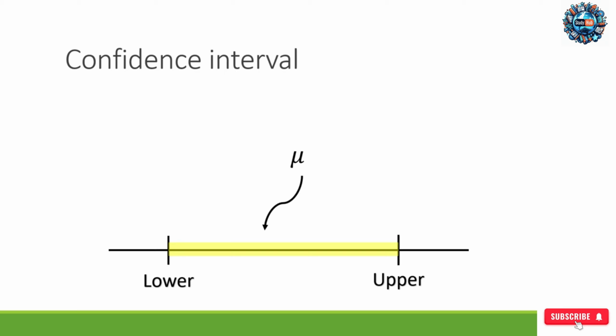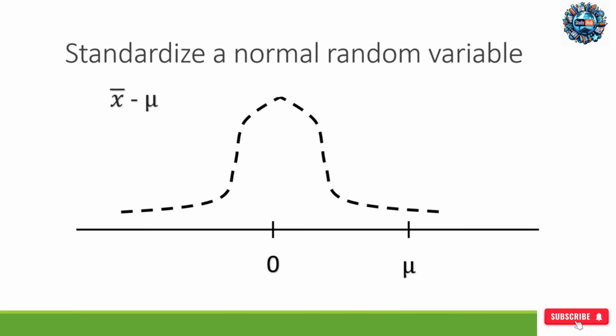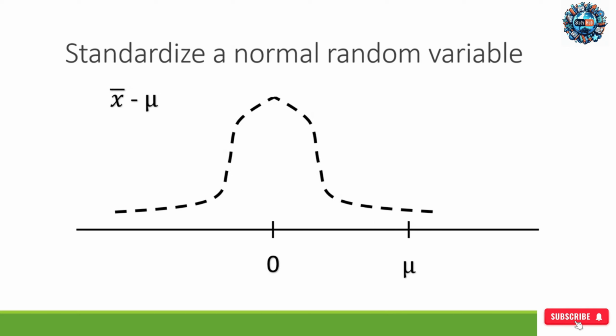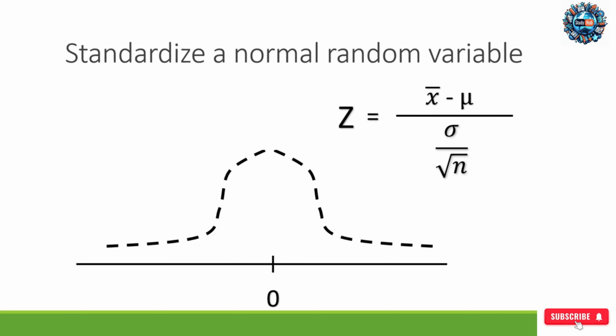To start with, we need to standardize the sample mean because different samples have different means and standard deviations. We have learned that the distribution of the sample mean is normal from the last video. We can standardize the sample mean by subtracting its mean, which is identical to the population mean, and dividing by its standard deviation, which is the standard deviation of the population divided by the square root of the sample size. After standardization, it becomes standard normal and follows the z distribution.